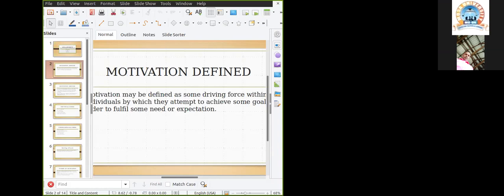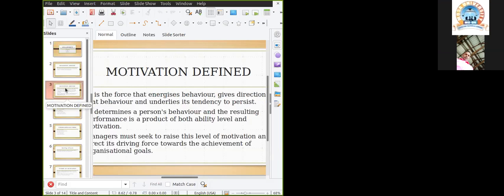So that's why motivation, therefore, is defined as some drive or an inner driving force within an individual by which they attempt to achieve some goal in order to fulfill a particular need or expectation. Identify people's needs. Give them the goal that you want them to achieve. You find that they will be motivated.